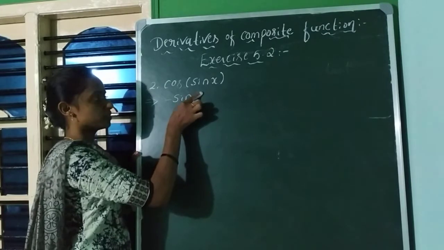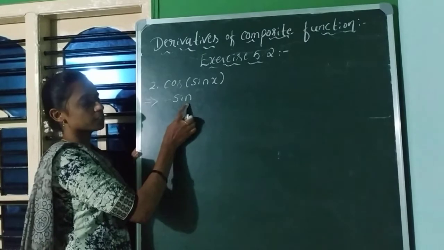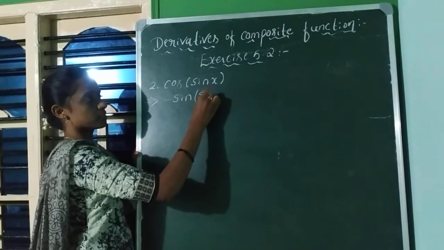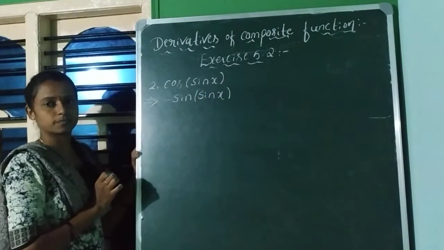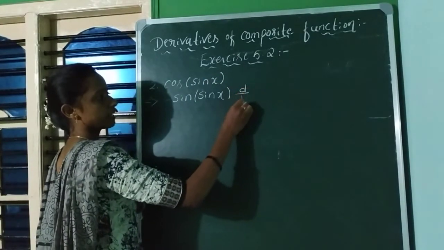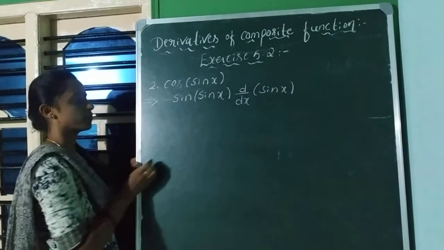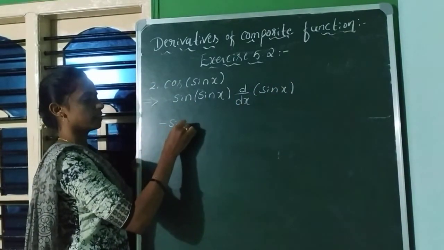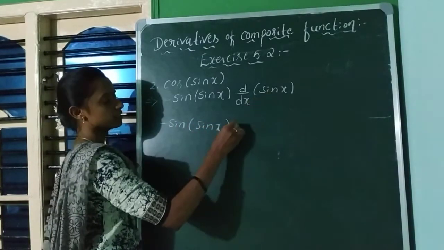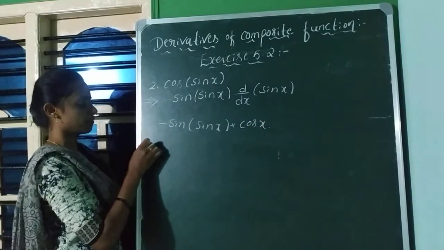So now, once you differentiate this outer function, for that function, the variable you need to write within this bracket, that is the inner function, minus sine of sine x. Next, go with the derivative of the sine, which is d by dx of sine x. So we can write this as minus sine of sine x. Now the sine derivative is cos x. Clear?